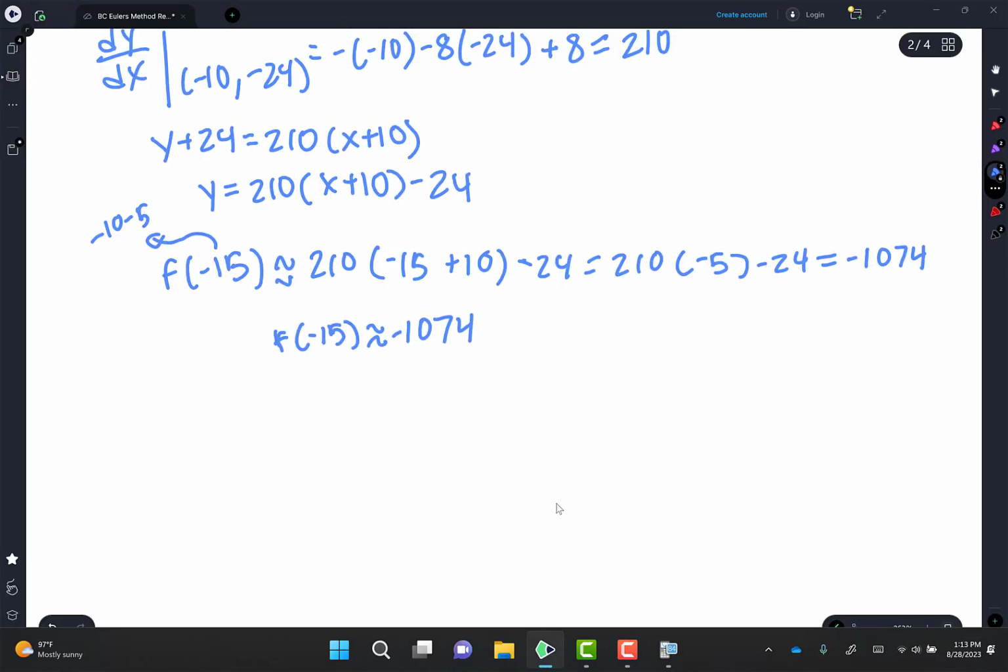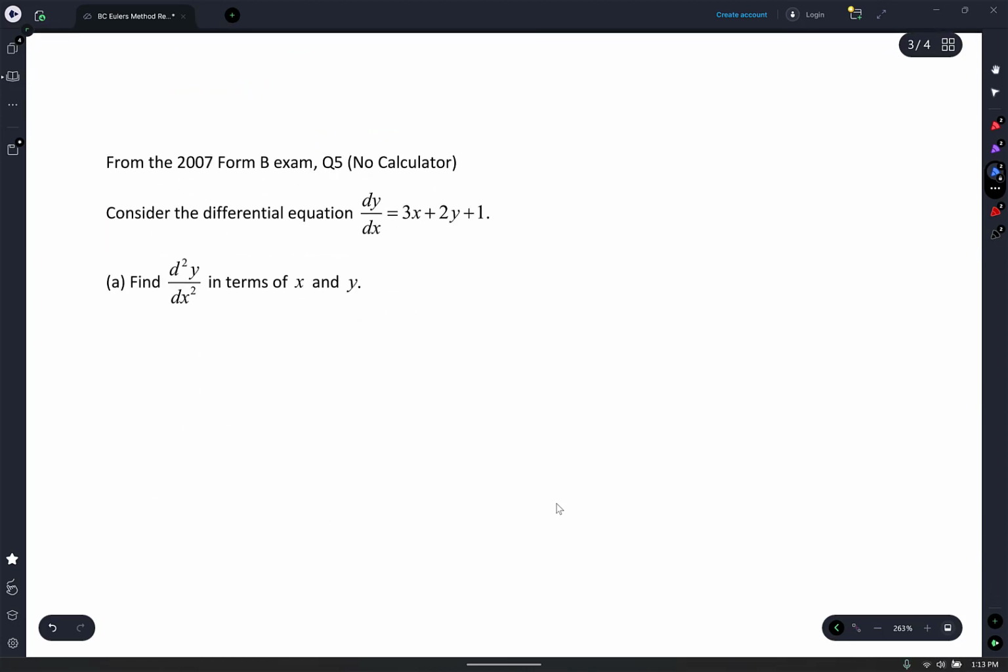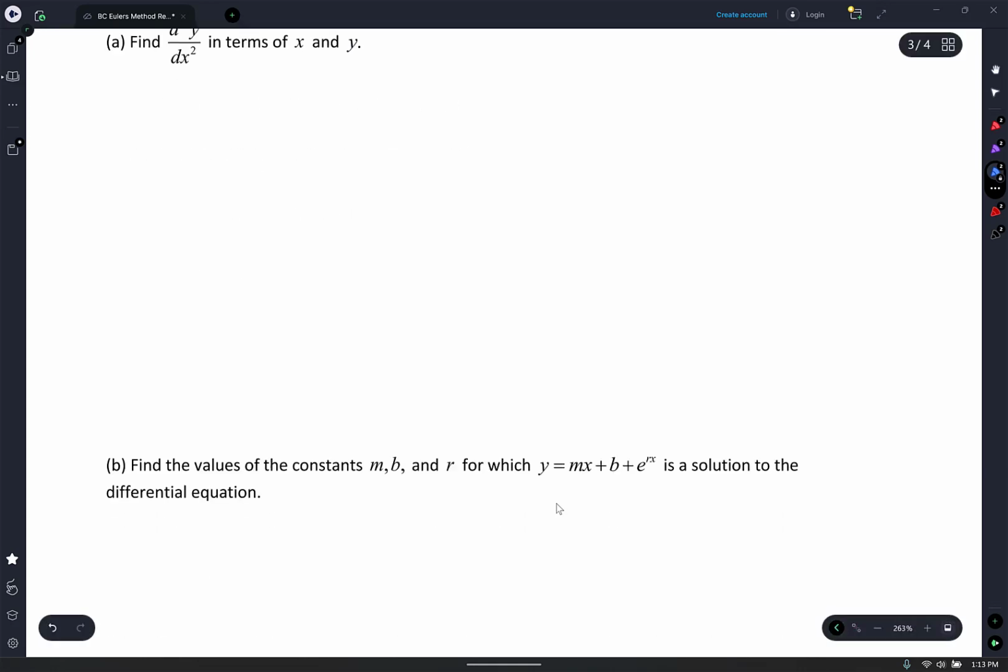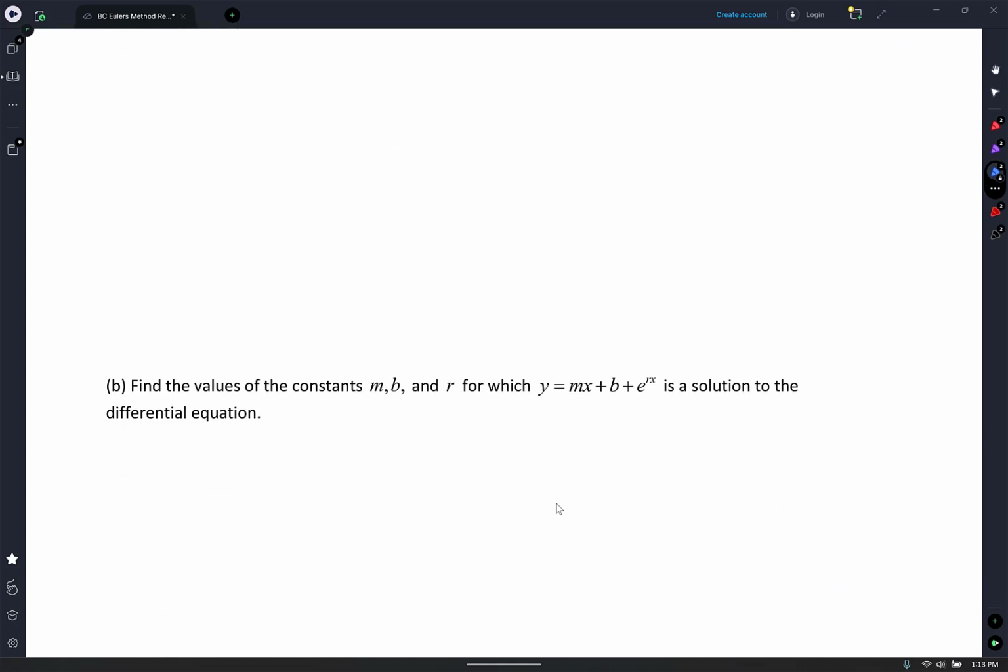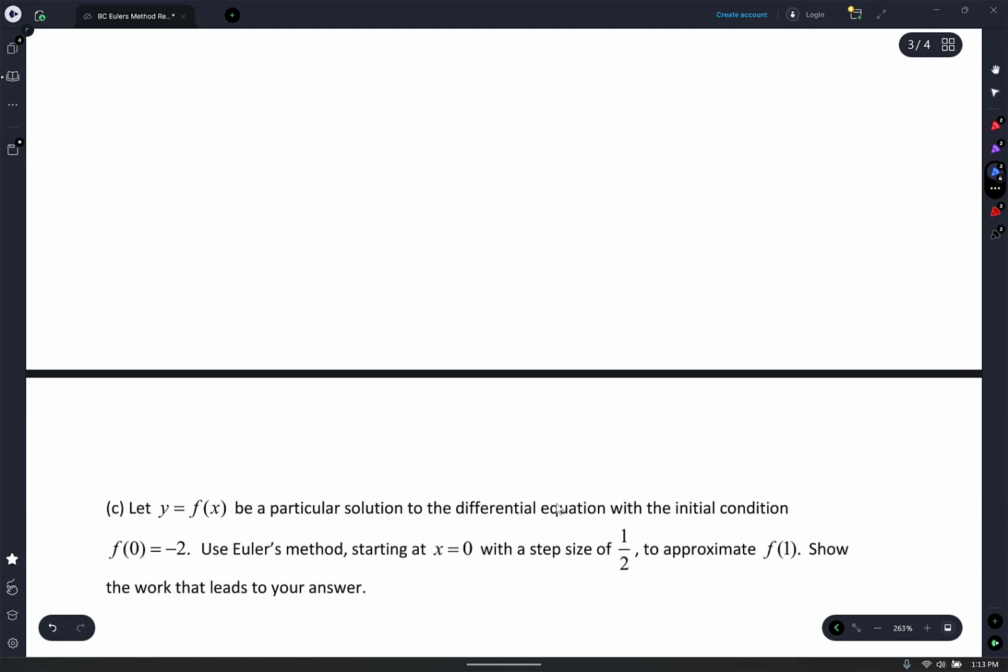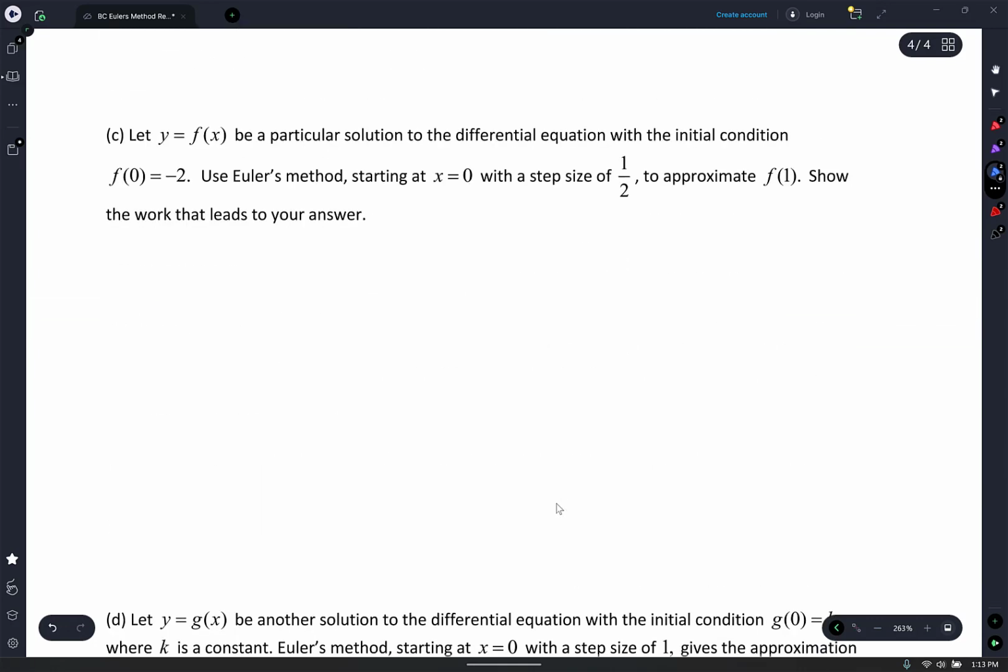All right, guys, here we go. How is it going to look on the AP exam? Well, here it is. This question is from the 2007 Form B exam. I don't think you guys will have any trouble with letter A. Letter B, there might be issues with the algebra. We'll do it together. And then C and D are the Euler's Method deal.